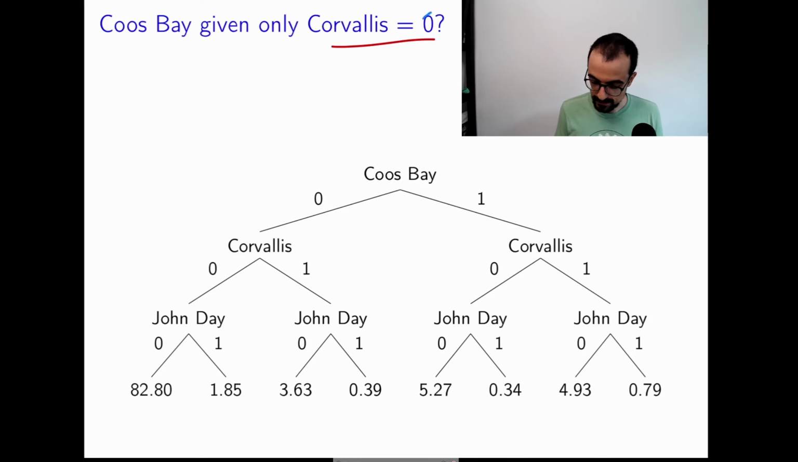And we have two options, right? Coos Bay is equal to 0. In that case, we would aggregate these two guys. And Coos Bay is equal to 1. In that case, we would aggregate those two guys. And we still need to normalize in order to ensure that the conditional PMF is a valid PMF by dividing by the probability that it rains in Corvallis, which is the sum of this and this. So like this, we would get this.